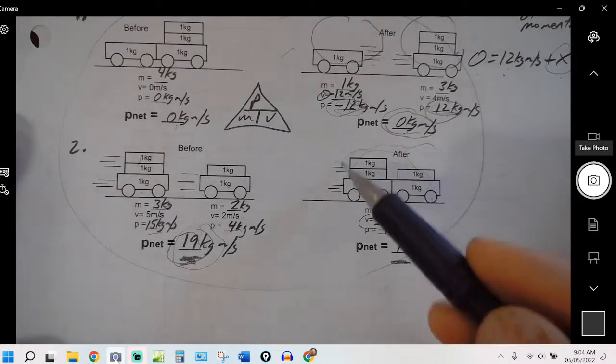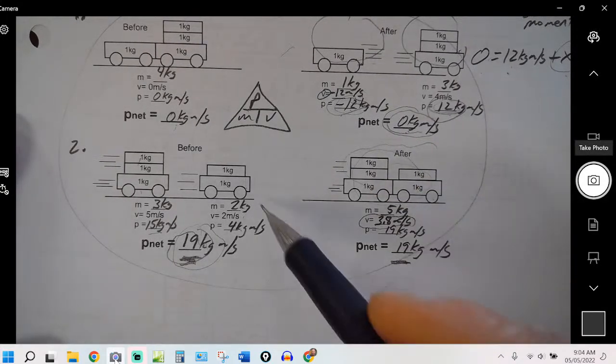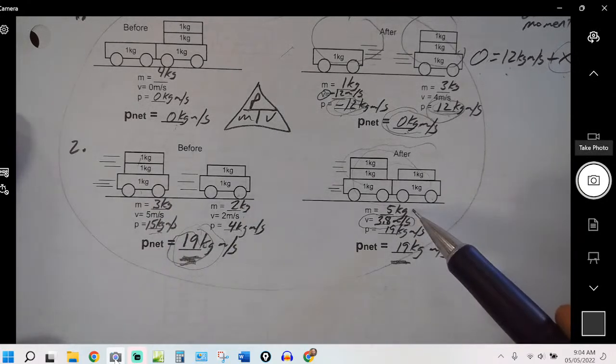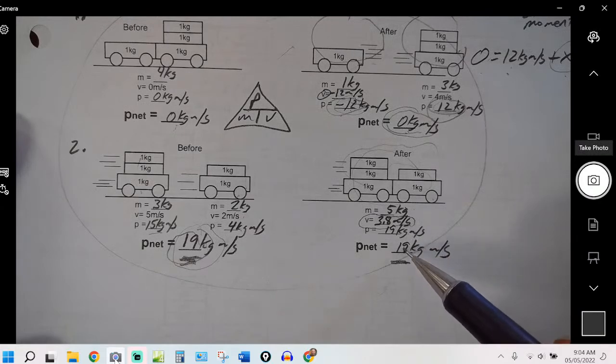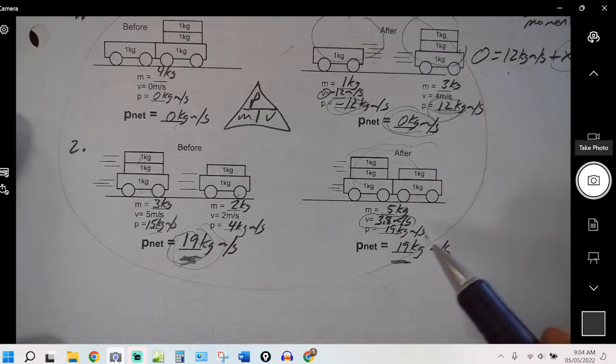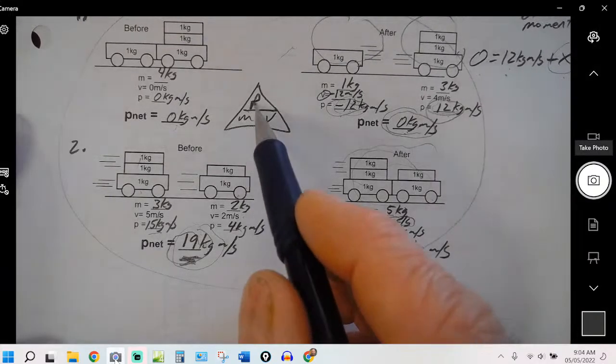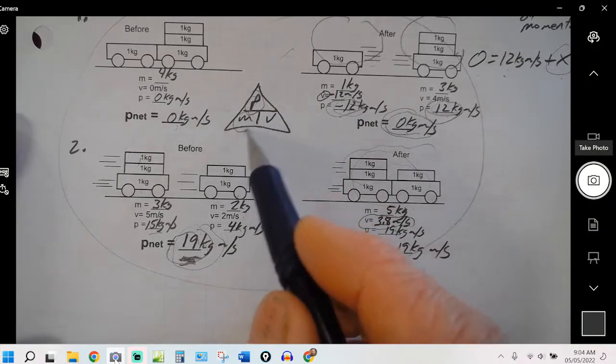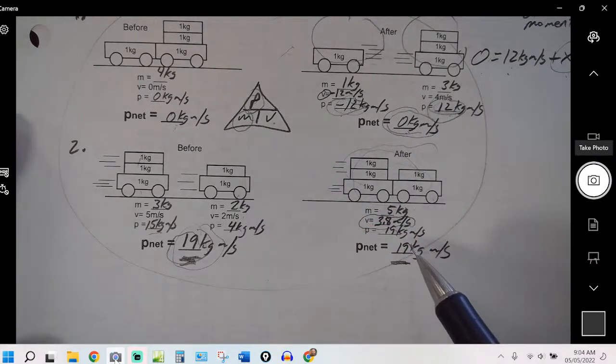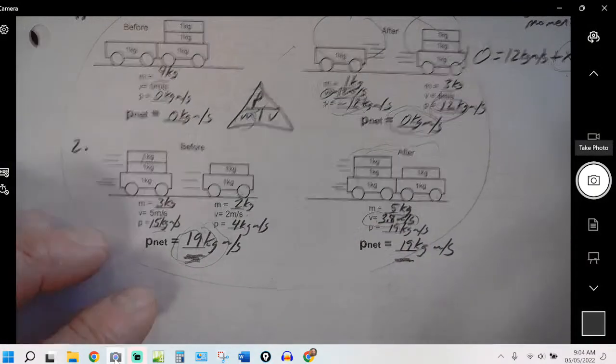And now in the after, there's just one object. Here there were 2 objects. In the after, we've got one 5-kilogram object. And its momentum has to be the total 19 because there's nothing else over here to share that momentum with. So to find velocity, again, you just do momentum divided by mass. 19 over 5 is 3.8.